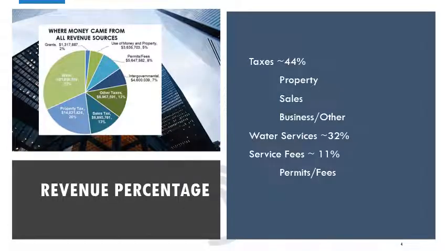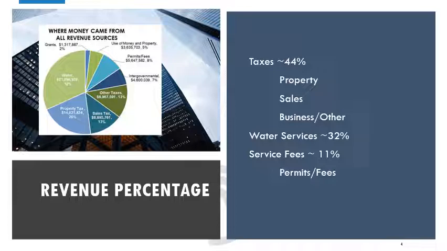As you can see at the top left-hand corner, there is a pie chart that shows how the City of Glendora receives their revenues for resources. The first says taxes, which is roughly 44%, and they get that from applying taxes on property, sales, and business. They also receive about 32% on water services and approximately 11% on service fees, which are driven by permits and fees.